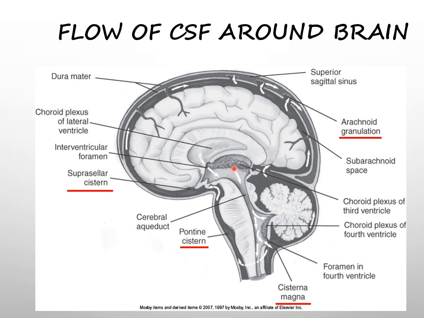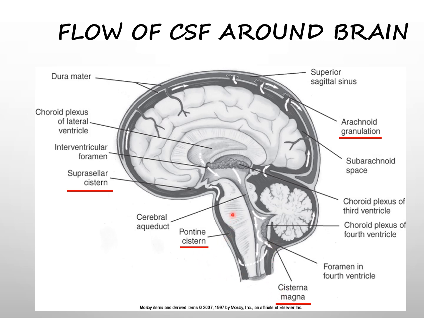So this is the choroid plexus of the third ventricle. Choroid plexus. It's like this little spongy organ right over here. And then there's the ventricle in the front. So what we're seeing here is the flow of the cerebrospinal fluid. Cisterna magna, so just a large cistern.